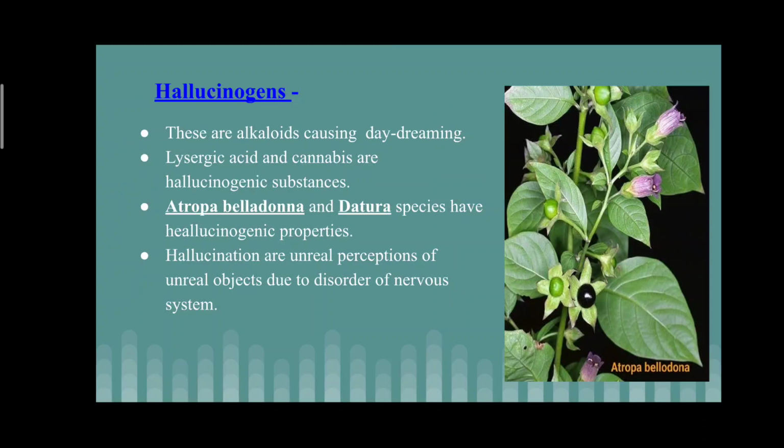Lysergic acid and cannabis are hallucinogenic substances, and these are obtained from Atropa belladonna and Datura species.